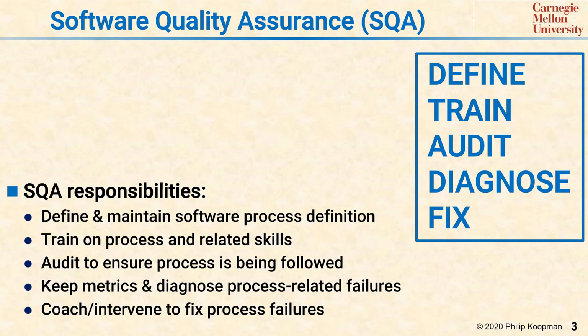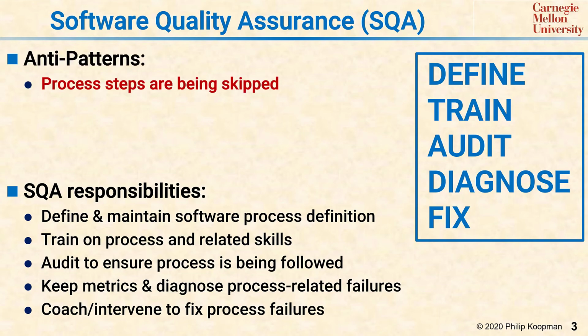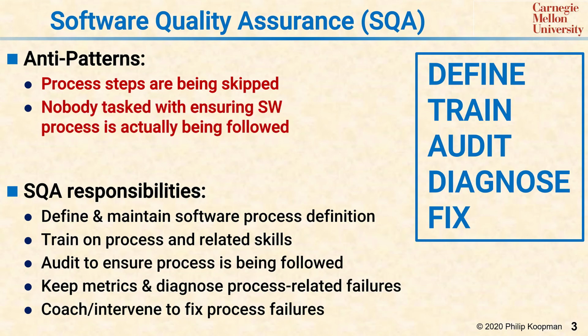The anti-patterns for good SQA include allowing process steps to be skipped. SQA is in charge of making sure all the process steps are followed as defined. Another anti-pattern is having nobody tasked with ensuring the process is being followed. While it sounds nice to say everyone has a shared responsibility to follow the process, if there's no one actually tasked with making sure that's happening, eventually it won't happen.